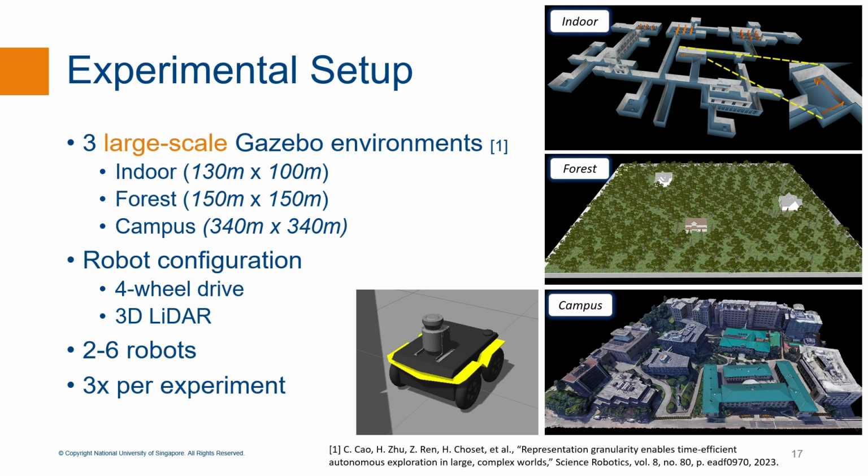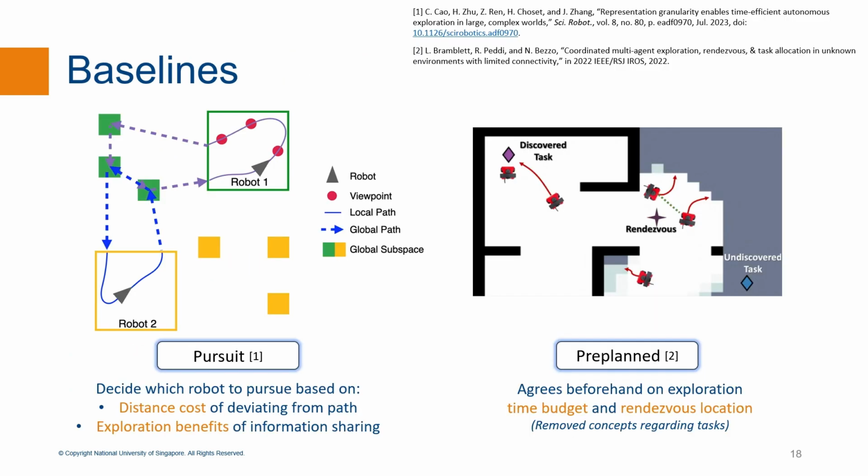To further validate our work, we employ IR² in 3 large-scale environments. These environments can go up to 340 by 340 meters in size. We employ 4-wheel drive robots with 3D lidars. We conduct experiments with 2 to 6 robots, repeating 3 times per experiment. We benchmark our work against 2 baselines.